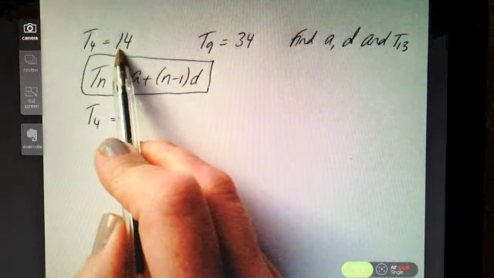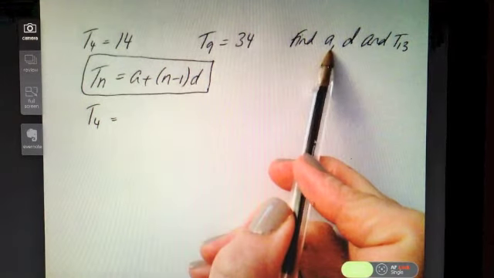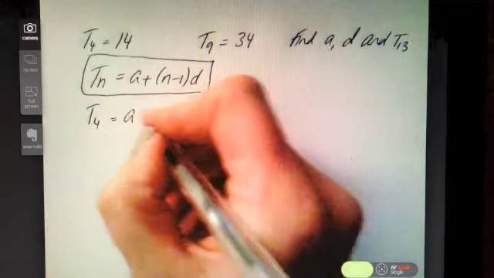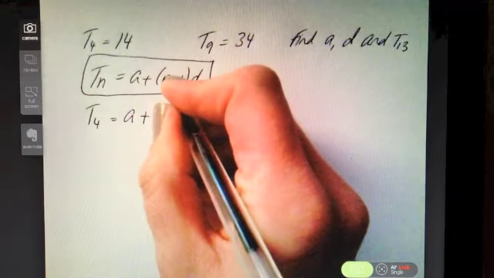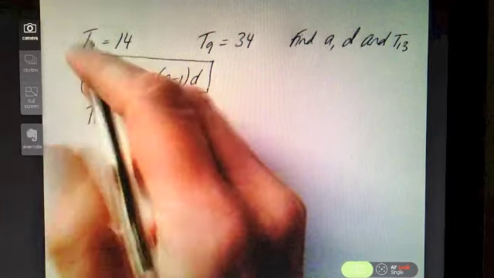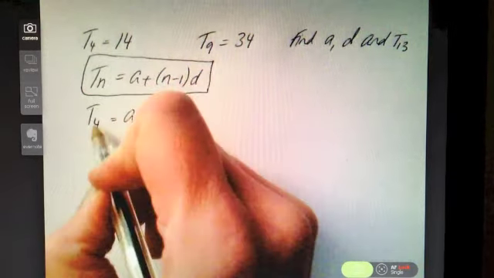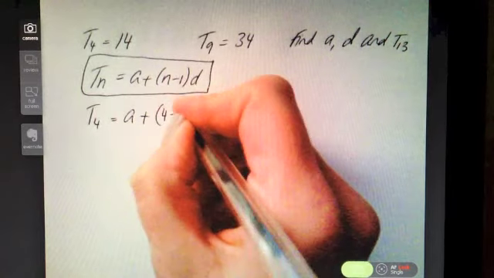I don't know what A is at this point. Obviously, it's one of the things I need to find. So I may leave A as A for the moment. Plus, but I do know what N is. I know in this case, for this bit of information, T4 is equal to 14. My N is 4. So 4 take away 1.